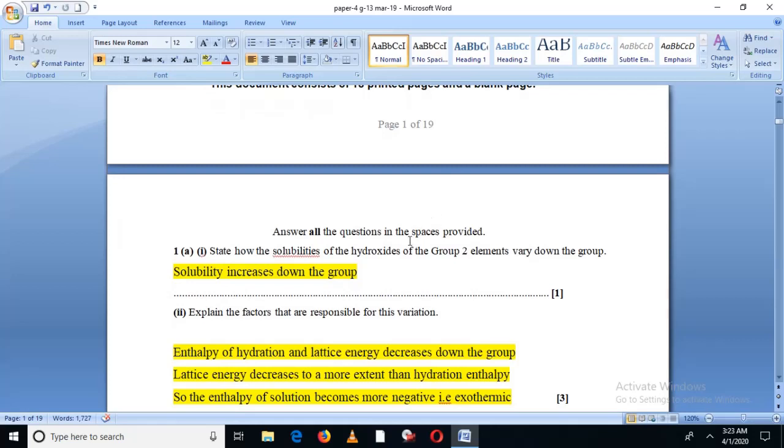Initially, there is a statement regarding this paper that is answer all the questions in the spaces provided. So, the students have to attempt this question in the provided spaces. The first question is regarding the solubilities and solubility product.